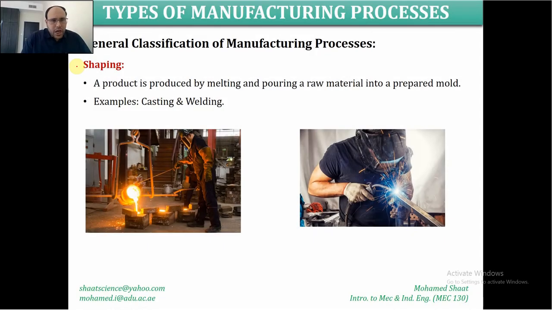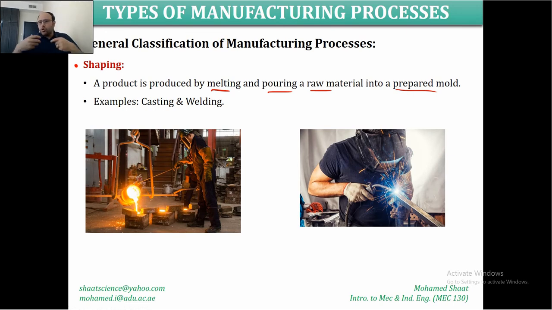All right, in shaping, the product is produced by melting and pouring a raw material into a prepared mold. Or in general, shaping requires melting the raw material to be shaped into another form. Typical examples of shaping processes are casting and welding, and there are some others. Anything very similar will be counted as shaping. So generally, what does shaping mean? As a typical example of the shaping process, we are going to melt.